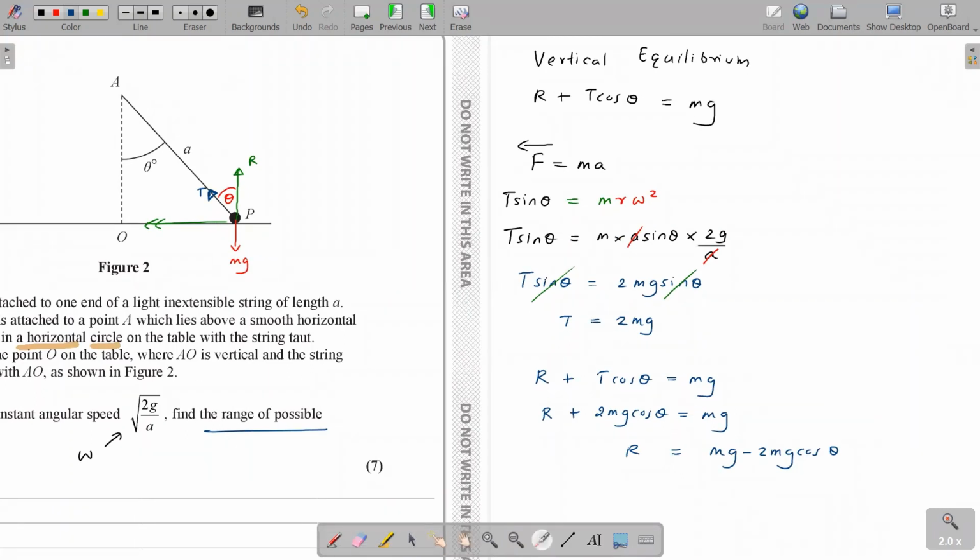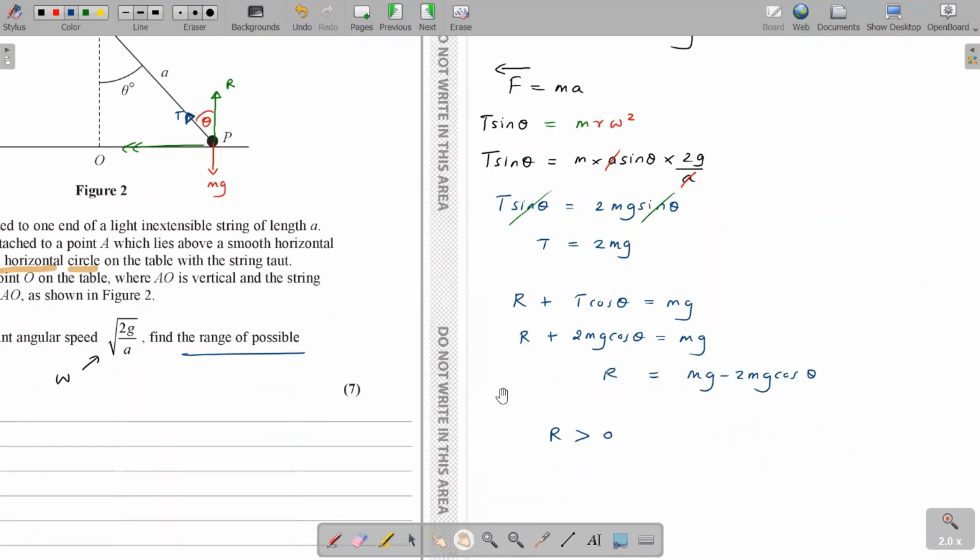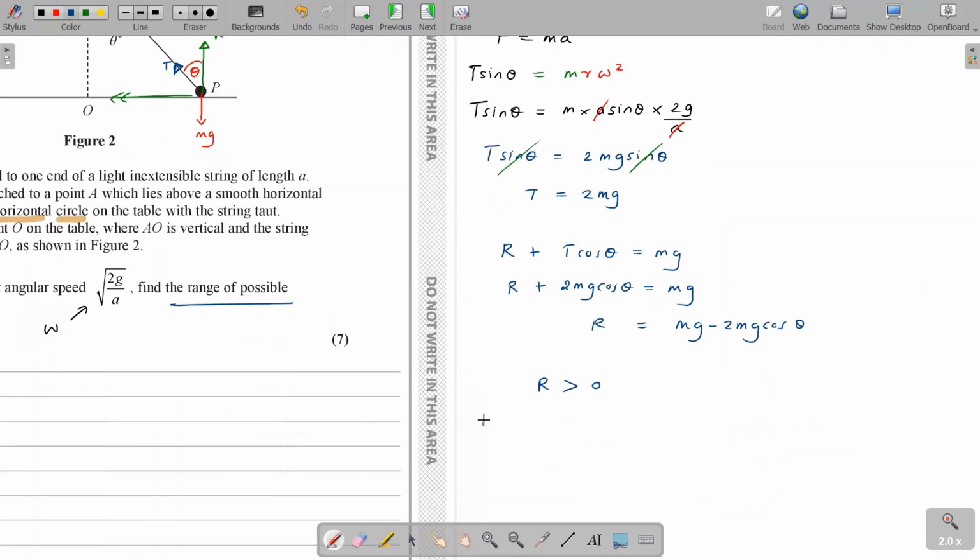So in this horizontal circular motion, this circular motion is there as long as what? The normal reaction is. What do you have to say about the normal reaction? It needs to touch the ground, right? So it should be greater than 0. Actually, if you say R greater than or equal to 0, that is also okay. Both of them are acceptable. So R greater than 0. Let's input the R value. R value is mg minus 2mg cos theta is greater than 0.